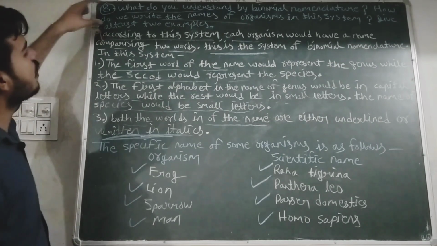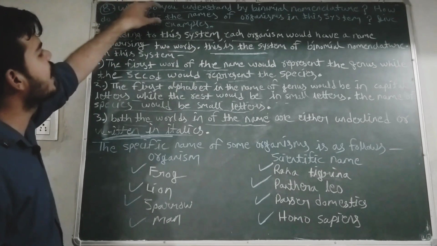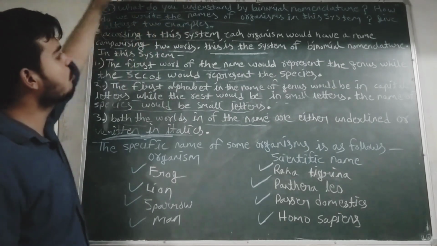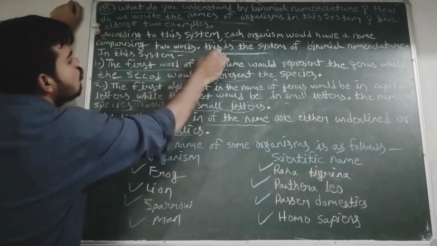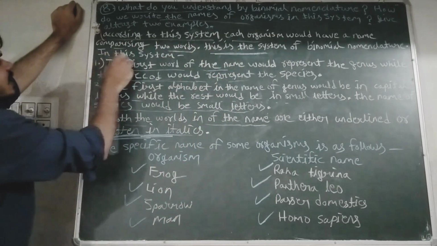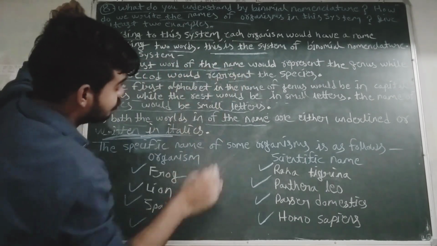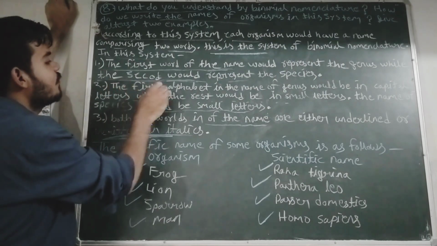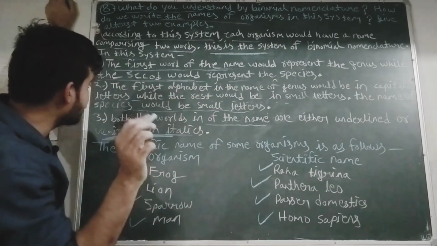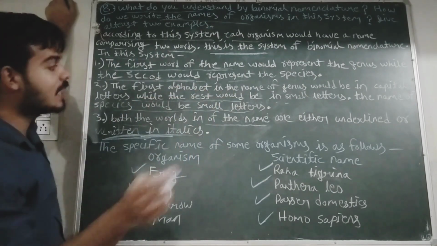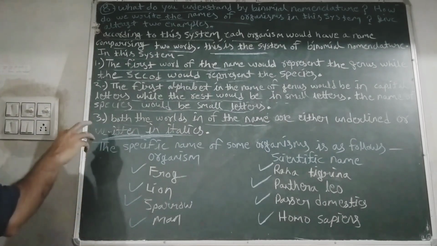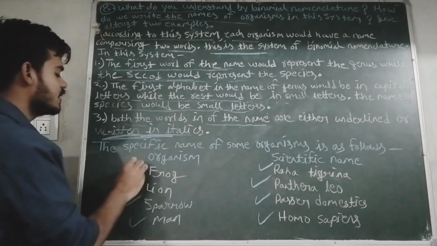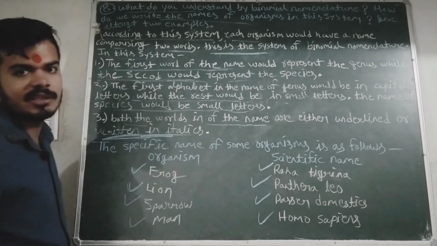So the question is, what do you understand by binomial nomenclature? How do you write the names of organisms in this system? Give at least two examples. The answer is, according to this system, each organism would have a name comprising two words. This is the system of binomial nomenclature. First, the first word of the name would represent the genus, while the second would represent the species. Second, the first alphabet in the name of the genus would be a capital letter, while the rest would be small letters. The name of the species would be in small letters. Third, both words in the name are either underlined or written in italics. Two examples are frog, Rana tigrina, and lion, Panthera leo.